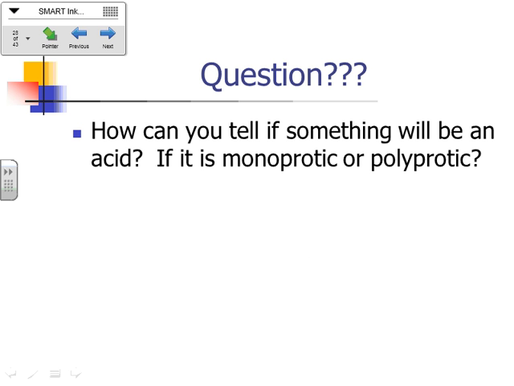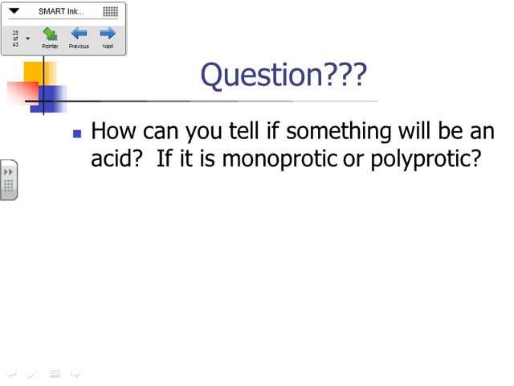How can you tell if something will be an acid and if it will be monoprotic or polyprotic? Well, we just kind of talked about that, right? But let's talk about it again. How can you tell, first of all, something's going to be an acid? It starts with an H, right? Simple as that. In this class, if it starts with an H, it's probably going to be an acid.